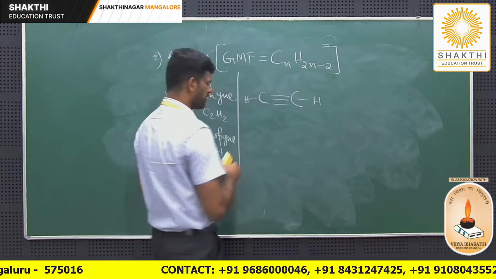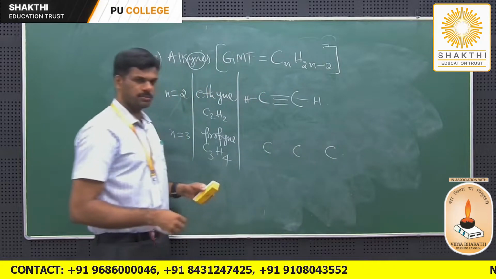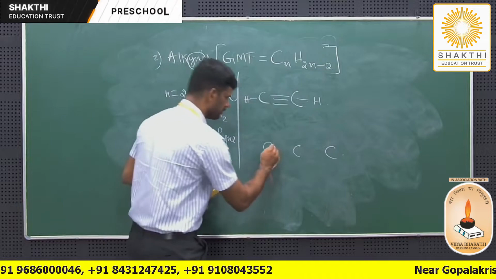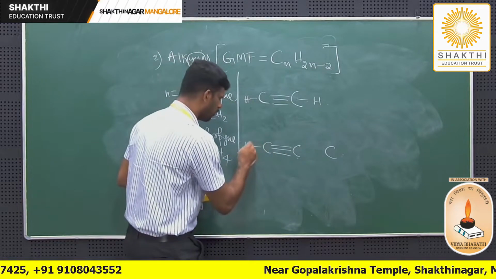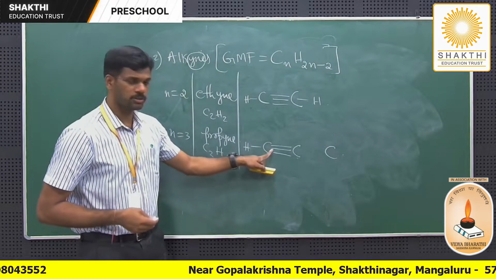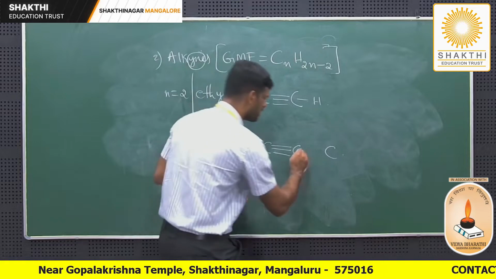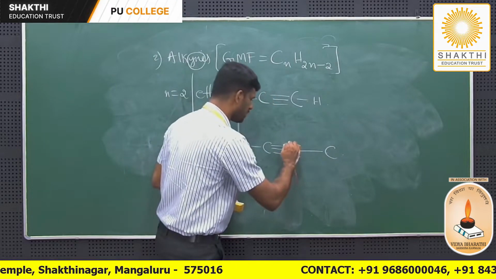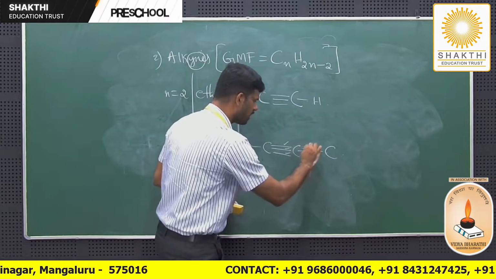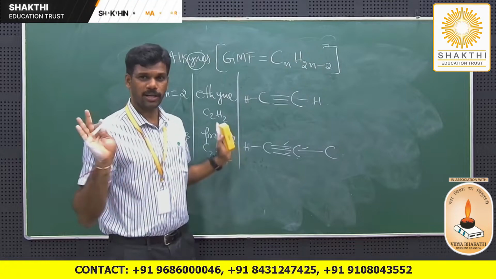Let's start writing the structural formula. 1, 2, 3 carbon atoms. Triple bond between the first 2 carbon atoms. There is only 1 chance for this carbon, because already 3 bonds are here, and the next bond is here. There is a single bond to the next carbon atom. Obviously you can think 1, 2, 3, 4 bonds. This carbon atom is completely happy. You can't put extra hydrogen here.